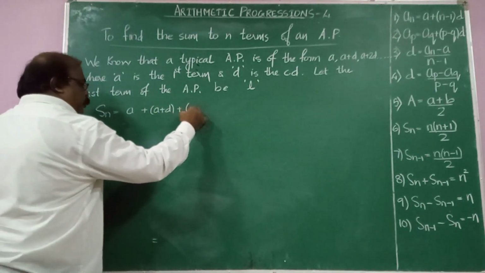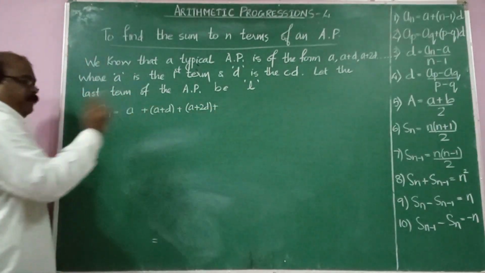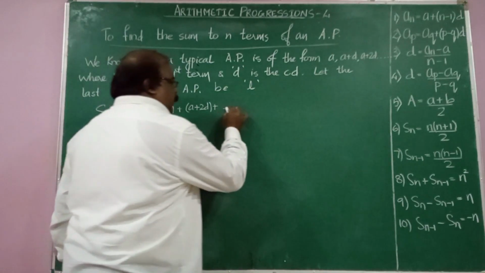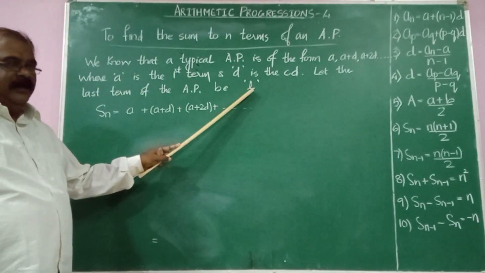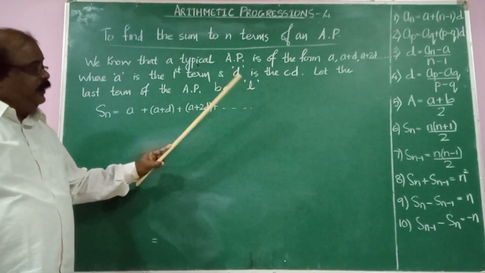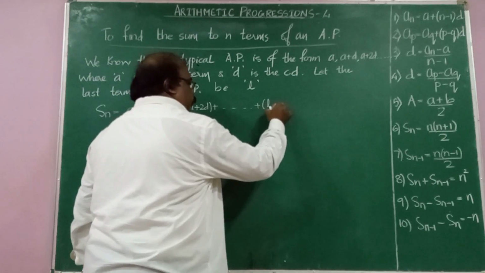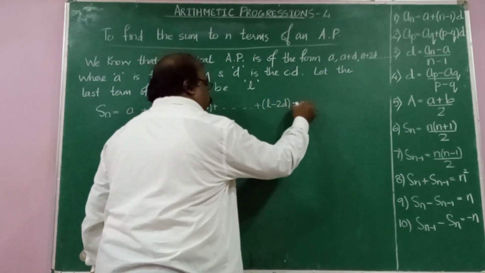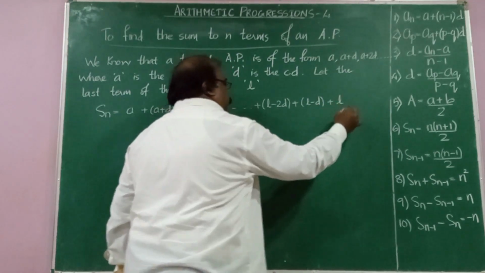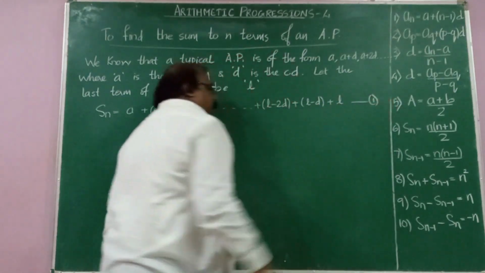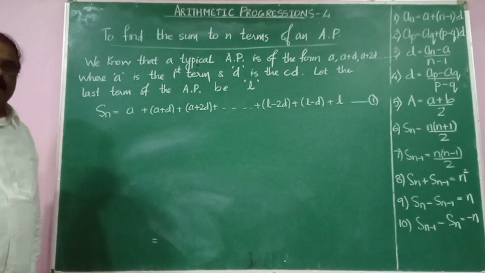plus d plus a plus 2d. I have written the first three terms. Let me write the last three terms. If the last term is L, second last term is L minus d, third last is L minus 2d. What did I do? I have written the first three terms and the last three terms.